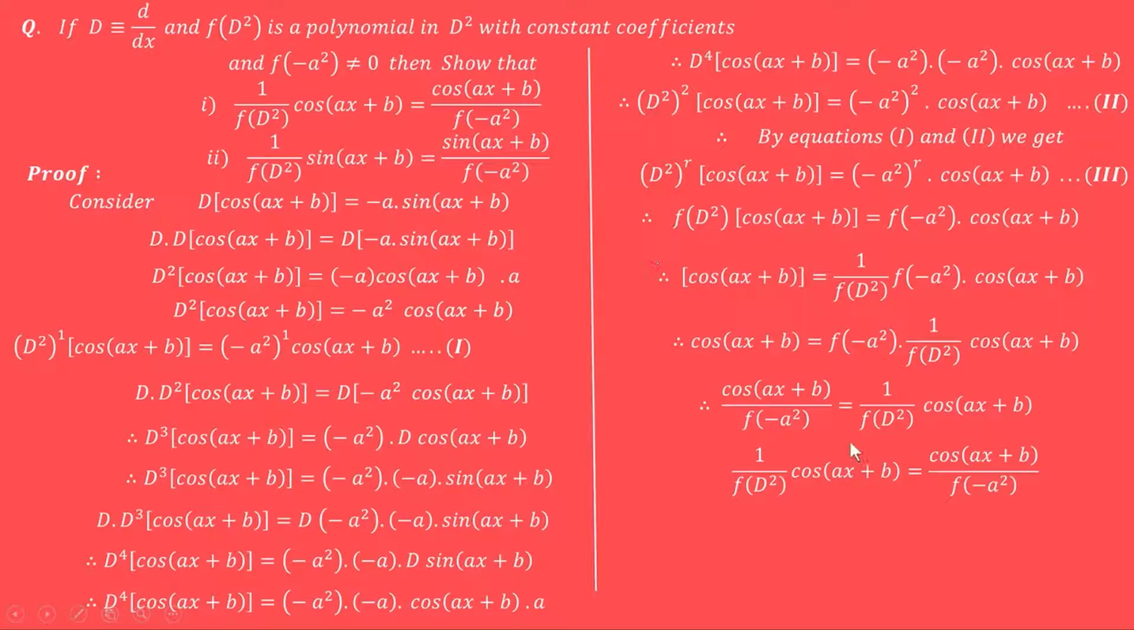On the same line we can prove the second part also, and so similarly we get 1/f(D²) sin(ax+b) is equal to sin(ax+b)/f(-a²). Means for finding the integrating factor where there is a term of D², we can put D² equal to -a². But the condition is that f(-a²) should be not 0. So this is the proof of that result.